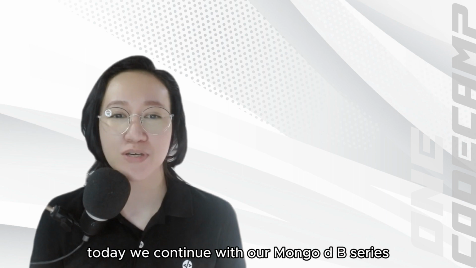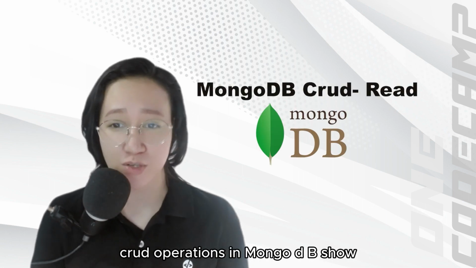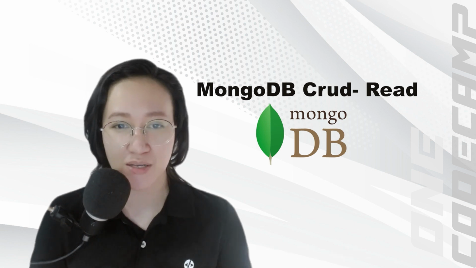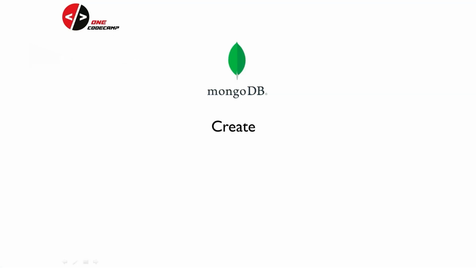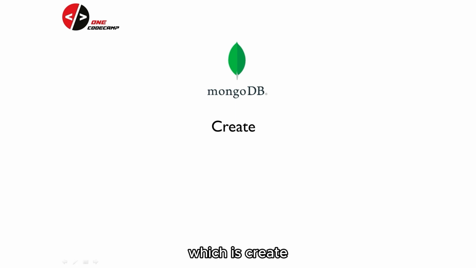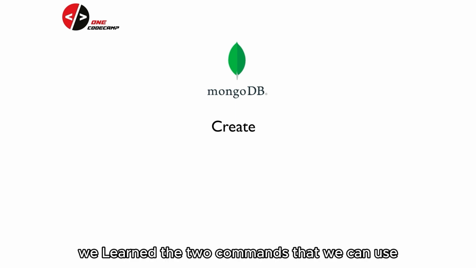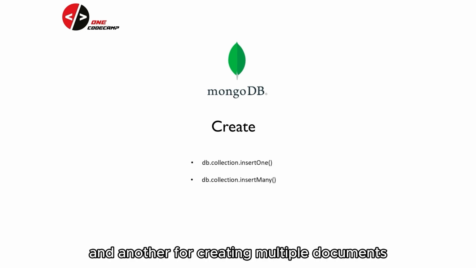Today we continue with our MongoDB series. We'll continue to talk about MongoDB CRUD operations in MongoDB shell. This time is the read operation. Let's go! In the previous video, we learned the first part of MongoDB CRUD operation, which is create. We learned the two commands that we can use, one for creating one document, and another for creating multiple documents.